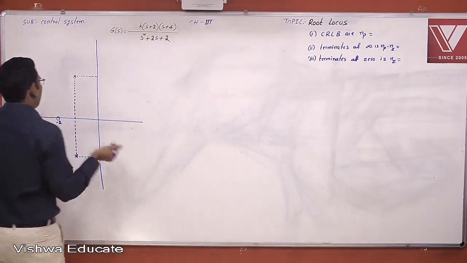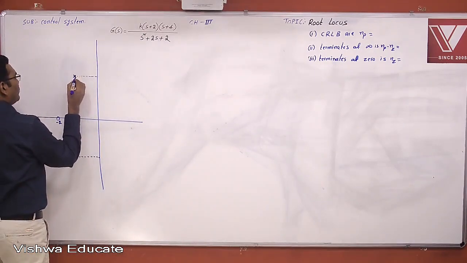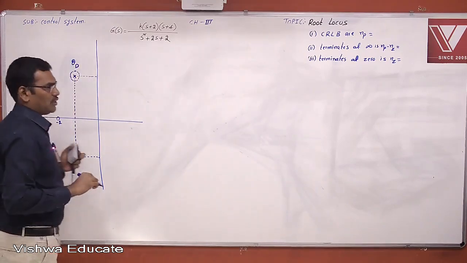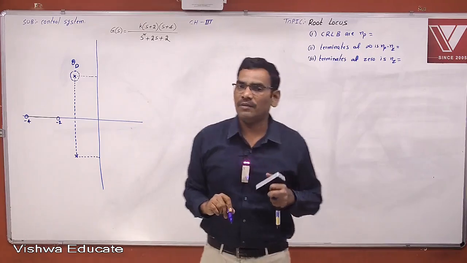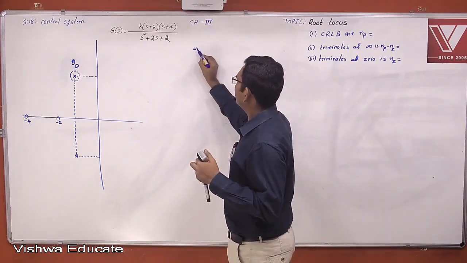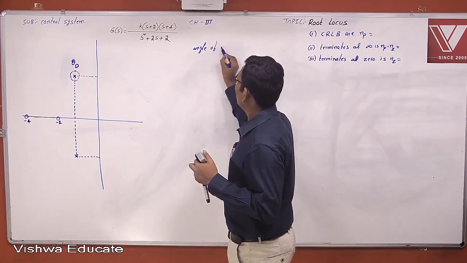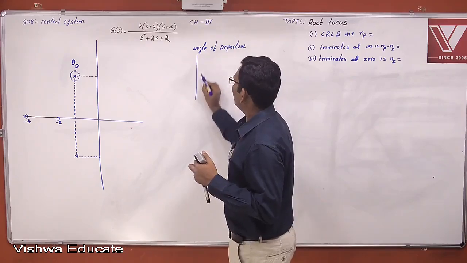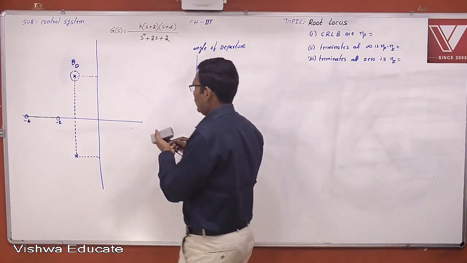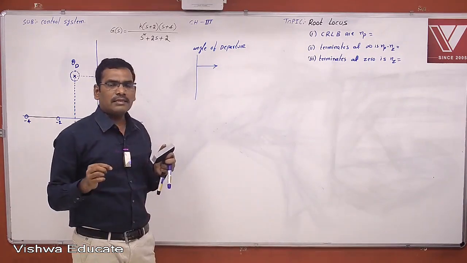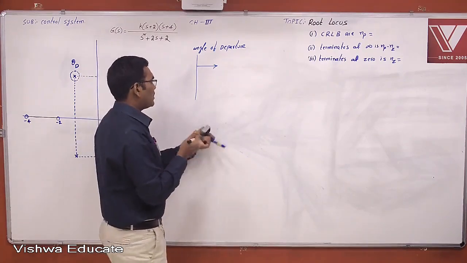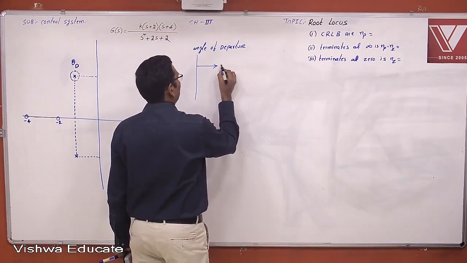The root locus diagram starts at a complex conjugate pole. Now with some angle, you measure those angles. That is nothing but the angle of departure, theta d. Now what is the angle of departure? This is the angle at which the root locus branch leaves at the complex conjugate pole.